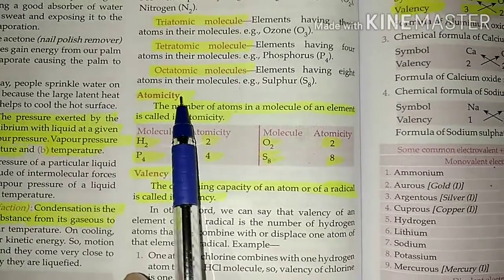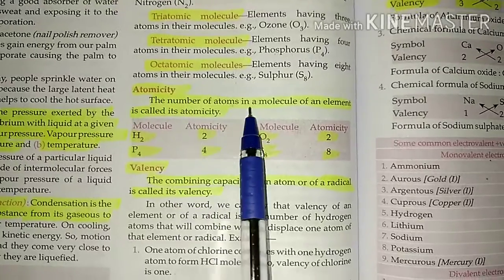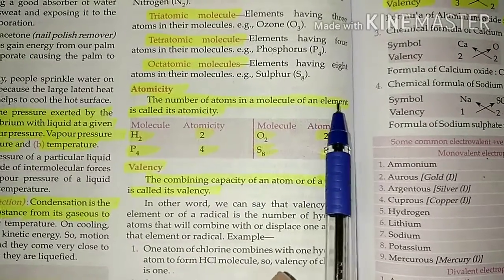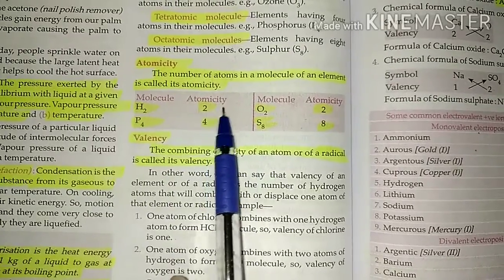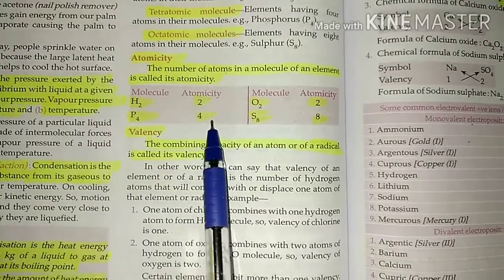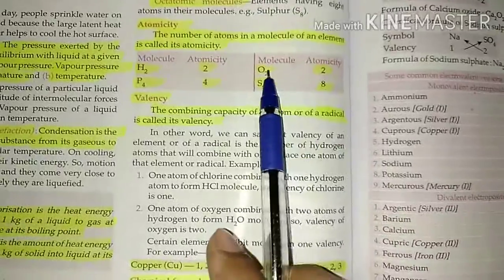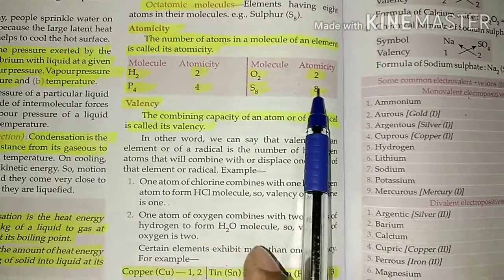Then we have atomicity. The number of atoms in a molecule of an element is known as atomicity. Example: hydrogen, its atomicity is 2. Phosphorus molecule, its atomicity is 4. Like that, oxygen 2 and sulfur it is 8.